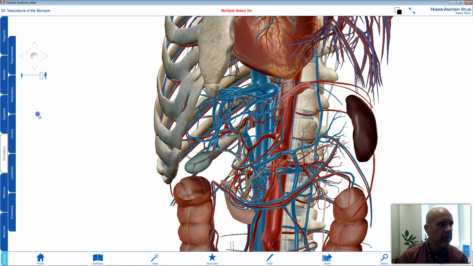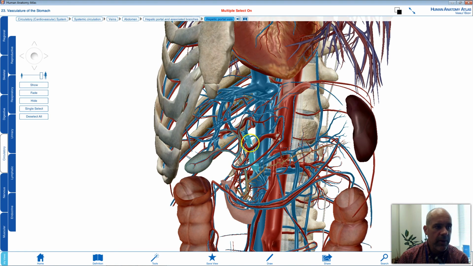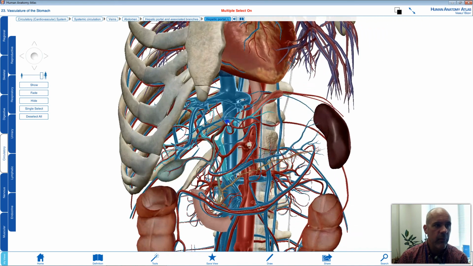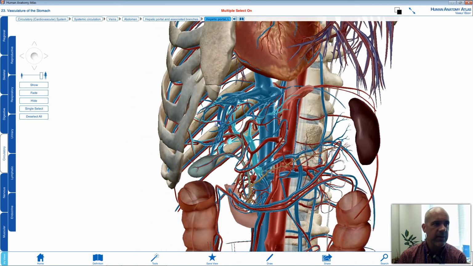Okay, let me deselect all those. There's the hepatic portal vein, and then from there you can see how it's branching up into lots of additional branches, bringing that blood into different sections of the liver so that it can wind up being filtered and processed.